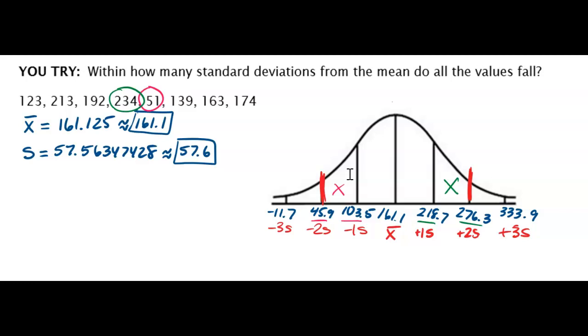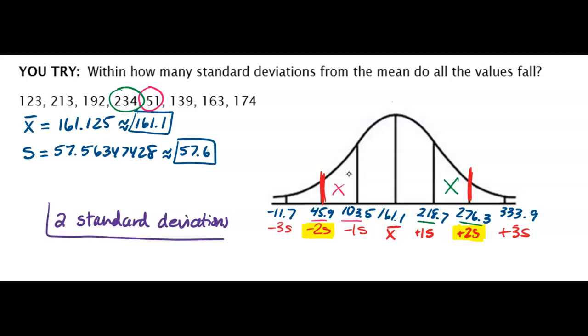So I have to make sure I go to the left of the smallest and to the right of the biggest. And if you notice, both of these red lines are right above positive and negative 2 standard deviations. So 2 standard deviations to the left and to the right. That means that all of my data fits within 2 standard deviations. So the final answer is that all of our data falls within 2 standard deviations. So this problem is done.